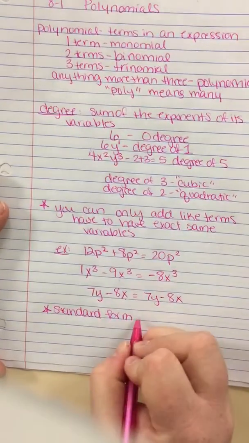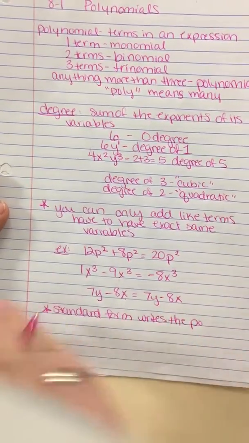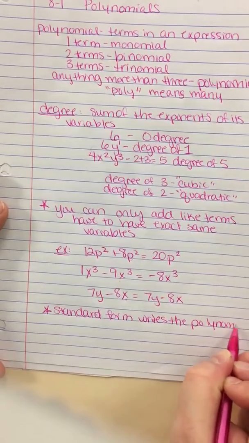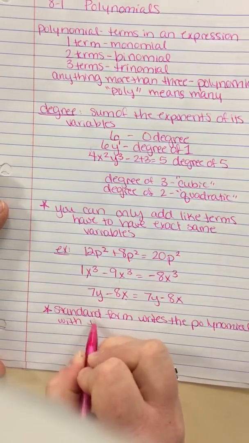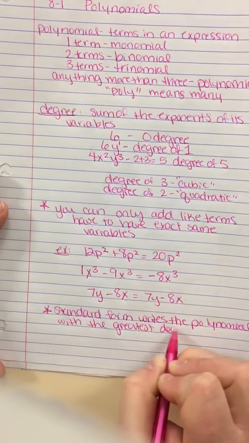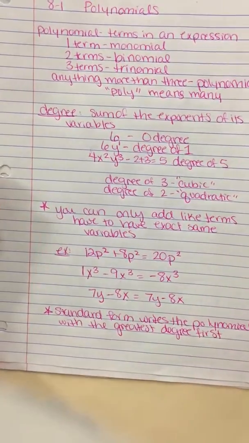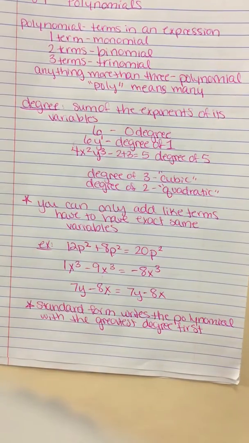Standard form writes the polynomial, so remember these are polynomials when we have a group of things, with the greatest degree first. Okay? The greatest degree first. So if you had, we'll do some examples when we get to our worksheet.